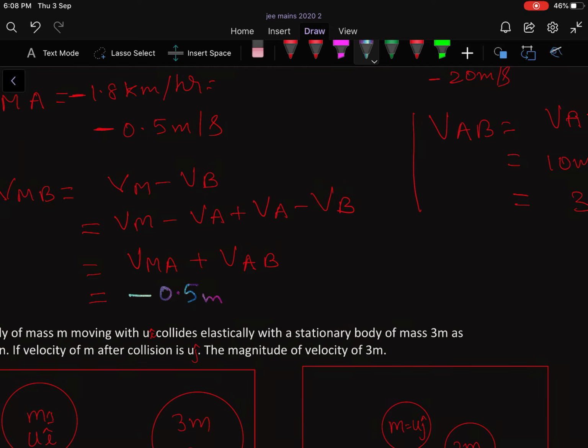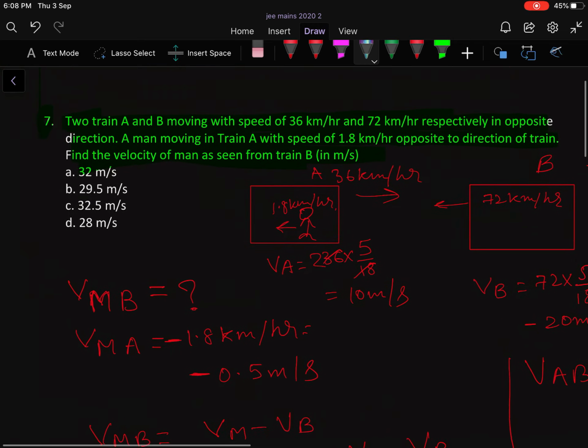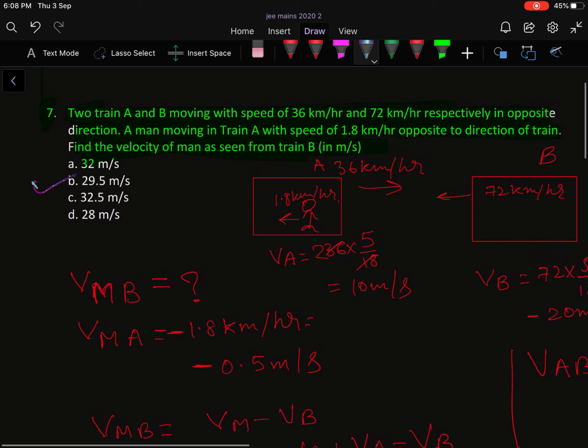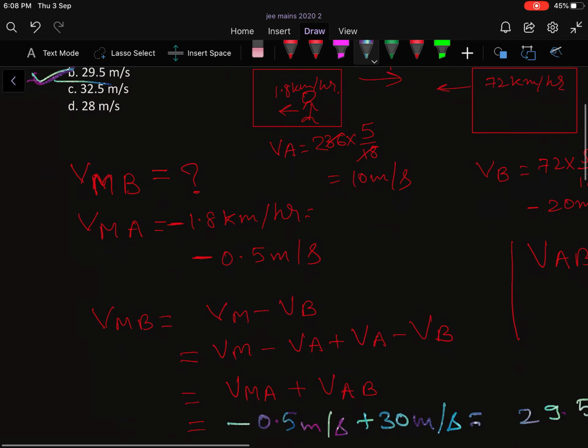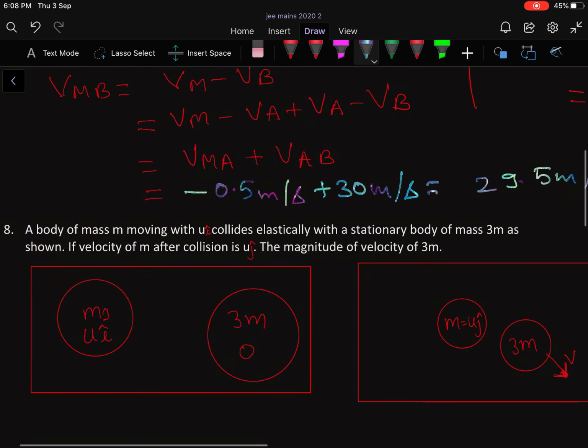Using it you will get VMA as minus 0.5 meter per second and VAB as 30 meter per second, so this will be 29.5 meter per second, correct? So this is option B. This is an easy question of relative motion. Many of the students were able to do this question.